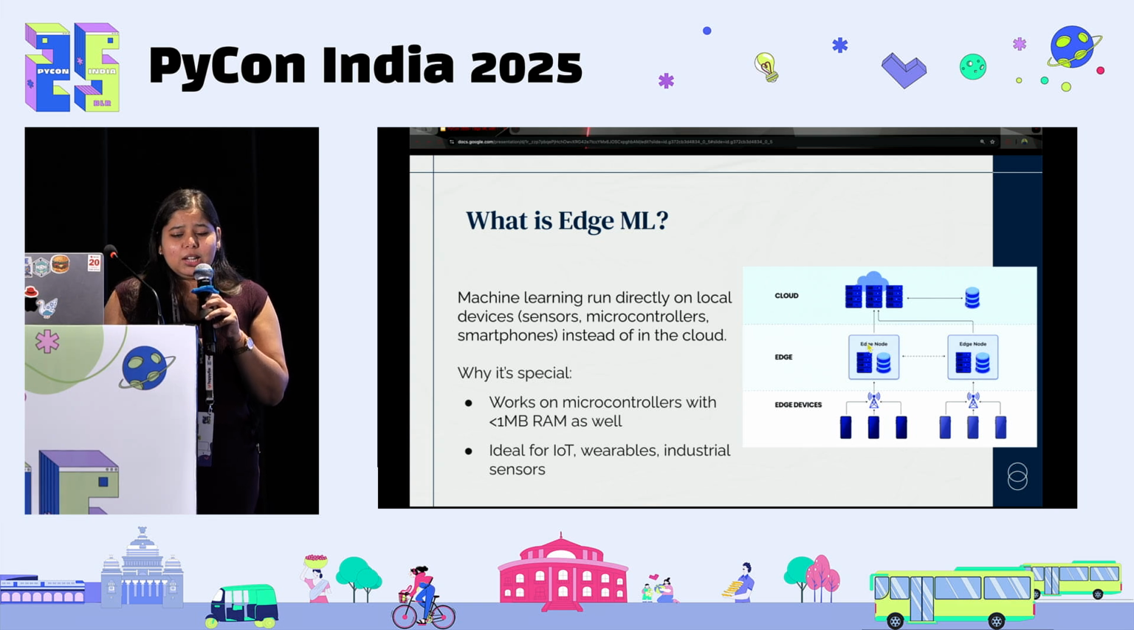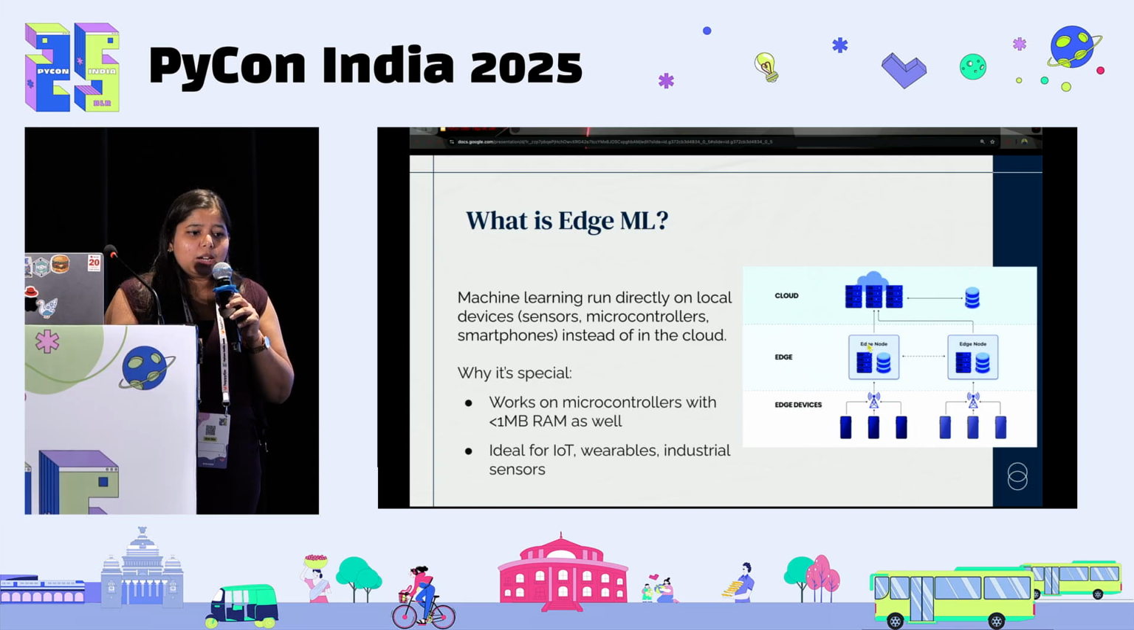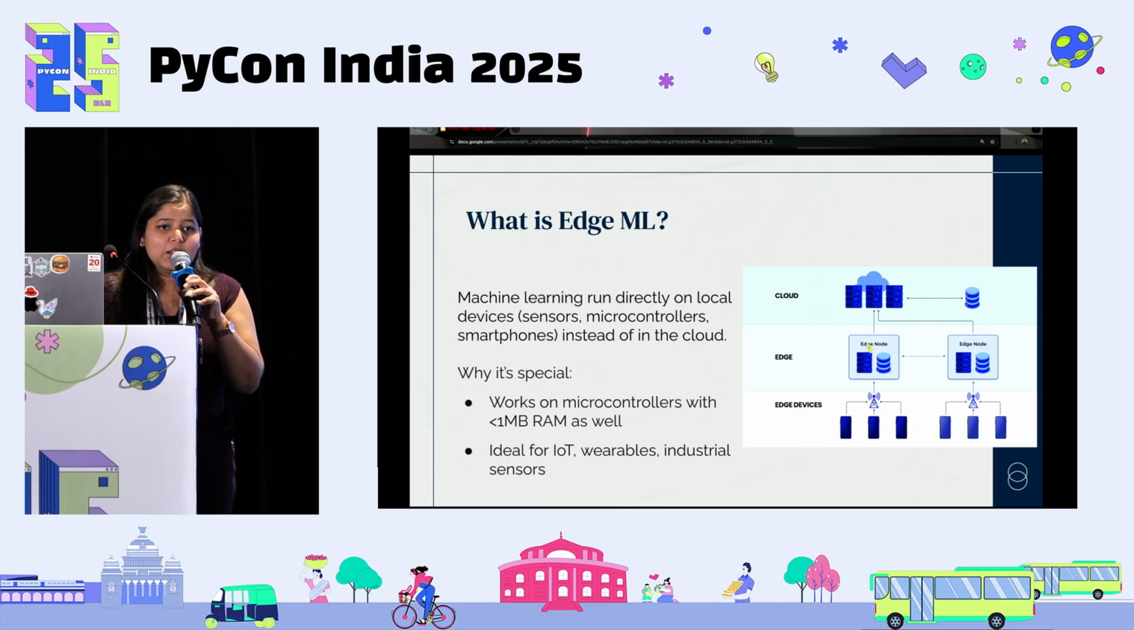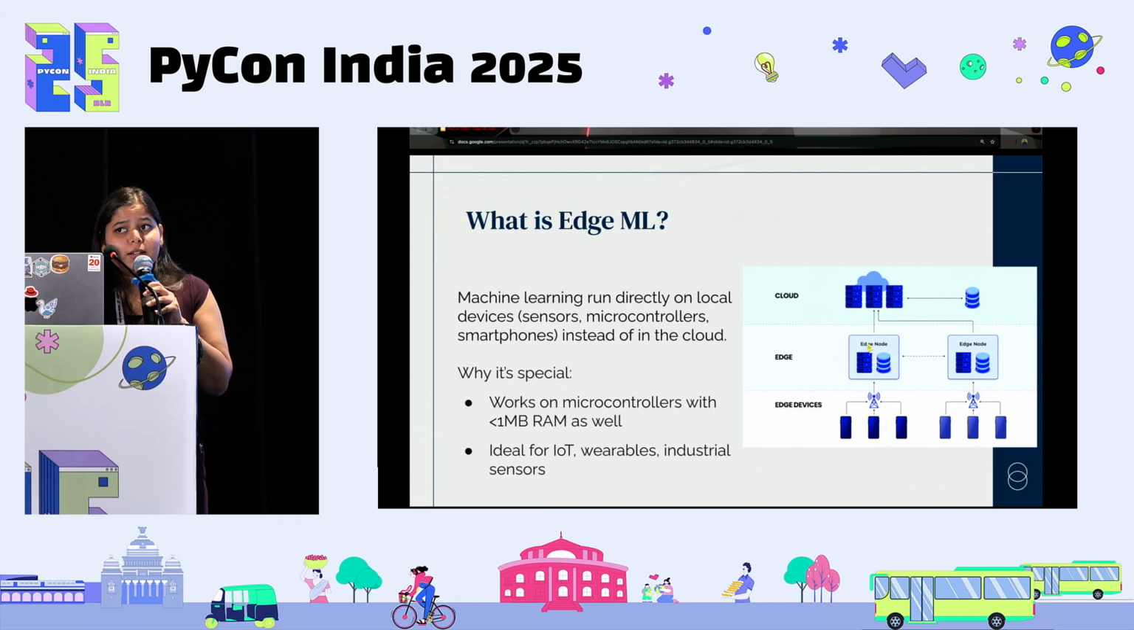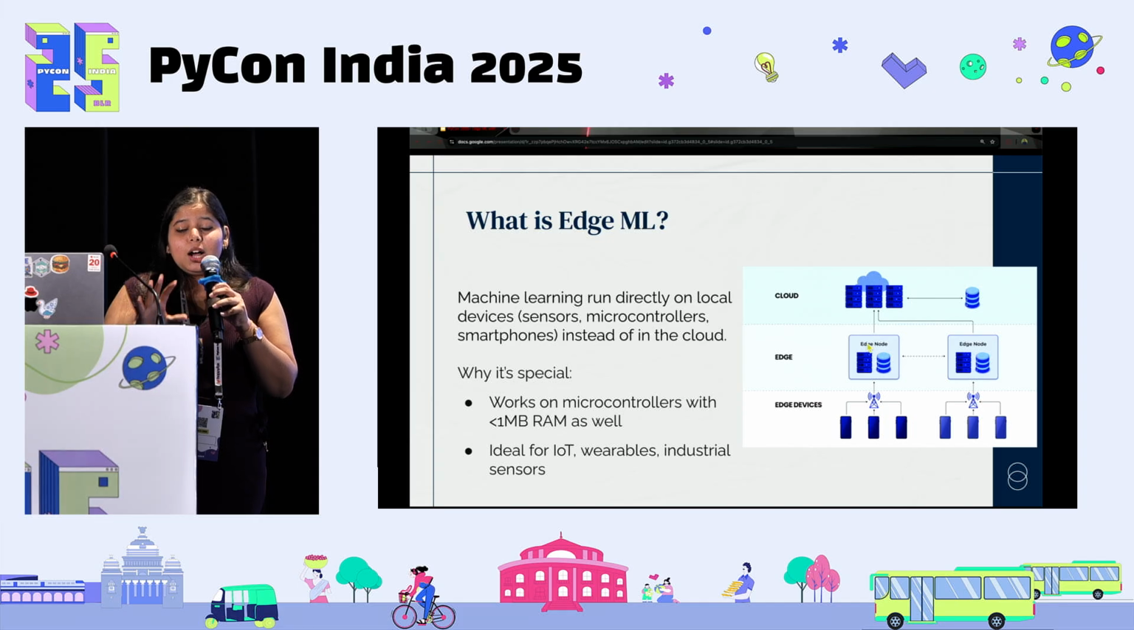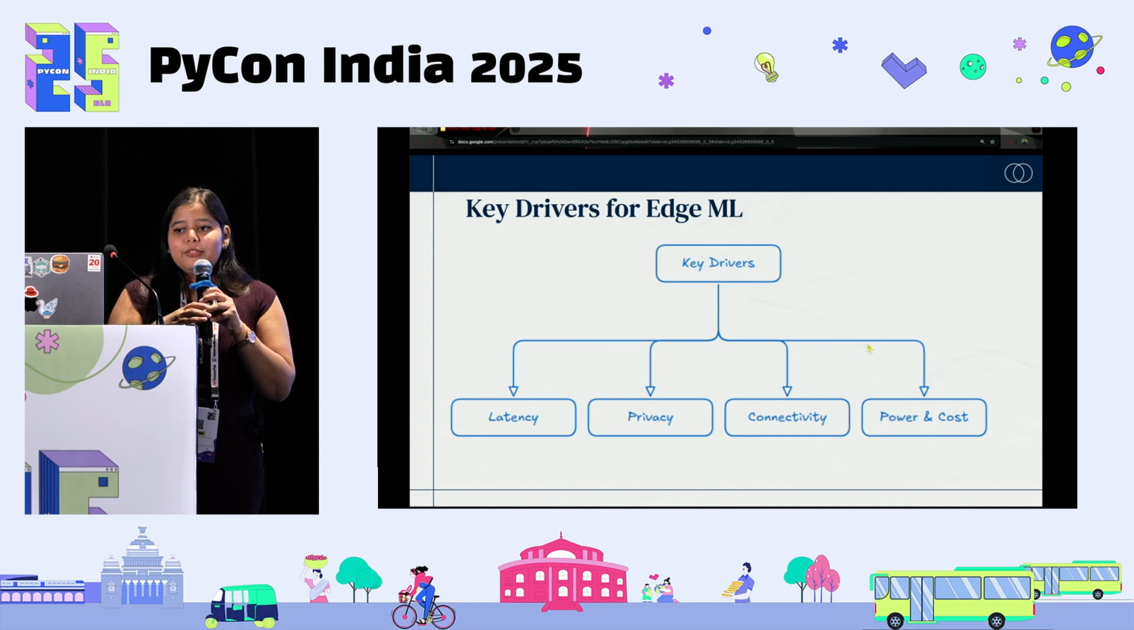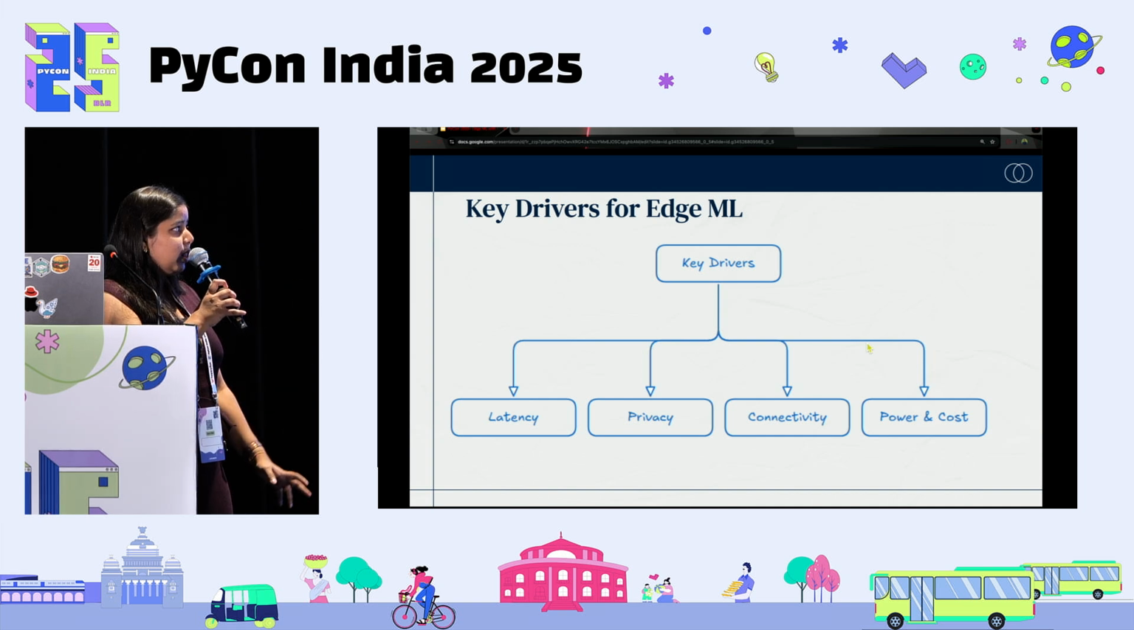The biggest advantages are speed, privacy, and independence. For example, in fall detection, we don't want to wait for the cloud. We need our devices to react instantly, right? And as the data never leaves the device, it's also more secure. So in short, Edge ML is about moving intelligence closer to where data is generated. So now we know what Edge ML is all about.